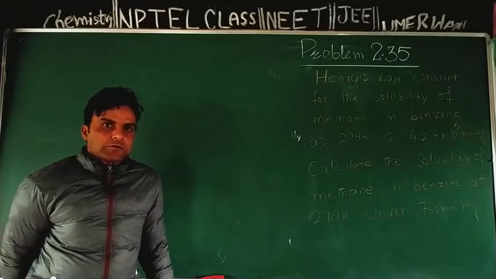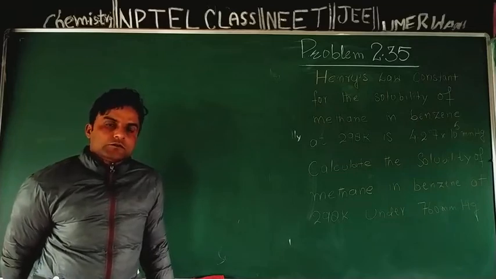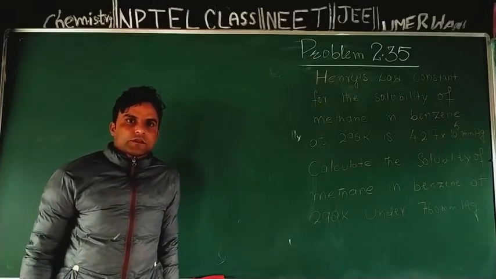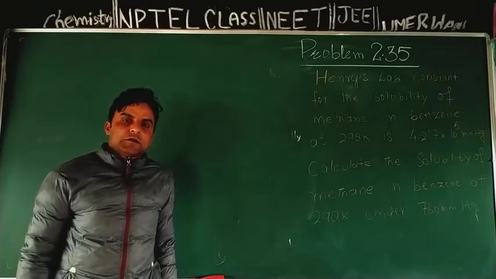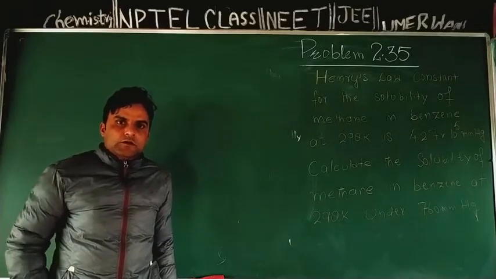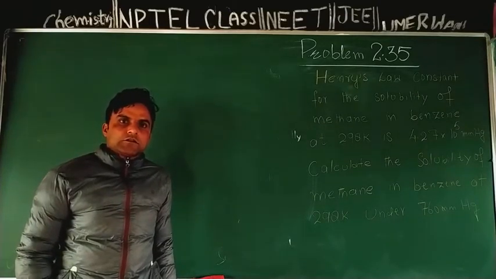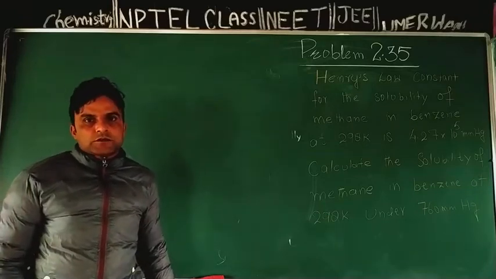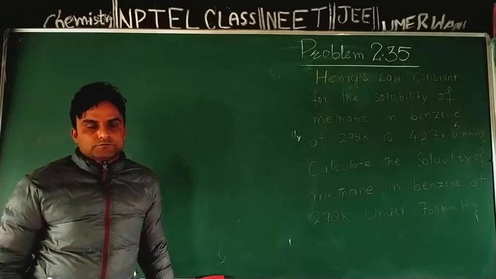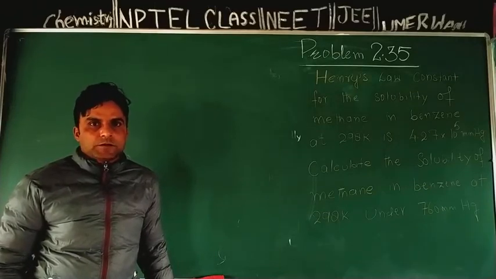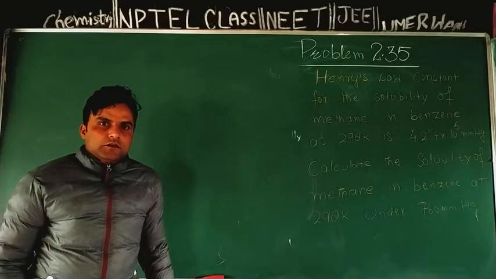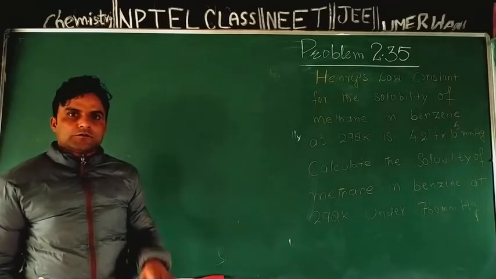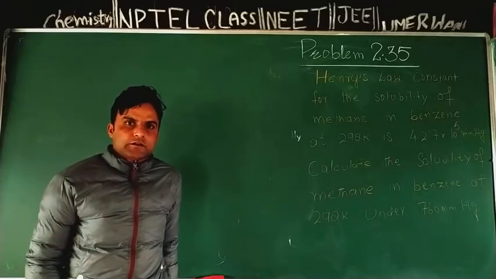I said that the problem is based on solubility, but here the solute is gas, the solvent is liquid, and the solubility of gas in liquid has direct dependence on the pressure of the gas. The exact quantitative relation was given by Henry, and Henry said that the partial pressure of gas and solubility of gas have linear dependence. I mean, on increasing the partial pressure of gas above the liquid, the solubility of this gas in the liquid will increase linearly.